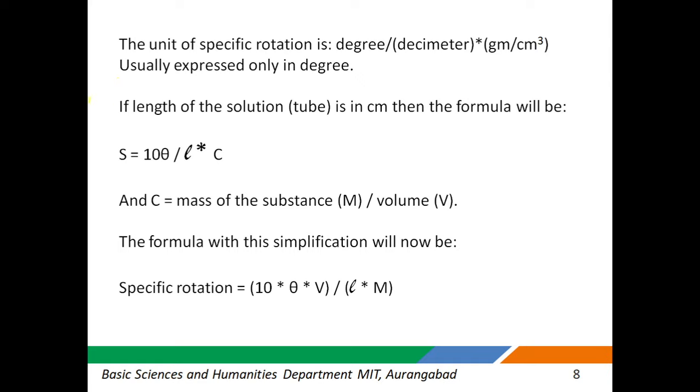In the earlier numerical, the answer came as 6.6, while it should be 66. What went wrong in that problem is, if the length of the solution is in centimeter, then the formula will be S is equal to 10 into theta upon L into C. You can recall that the length was mentioned as 20 centimeter, and therefore it needs to be multiplied by 10, and you will get the answer 66. And the concentration is equal to mass of the substance M divided by volume V. So with this simplification, the formula will be modified as specific rotation is equal to 10 into theta into volume divided by length into mass.